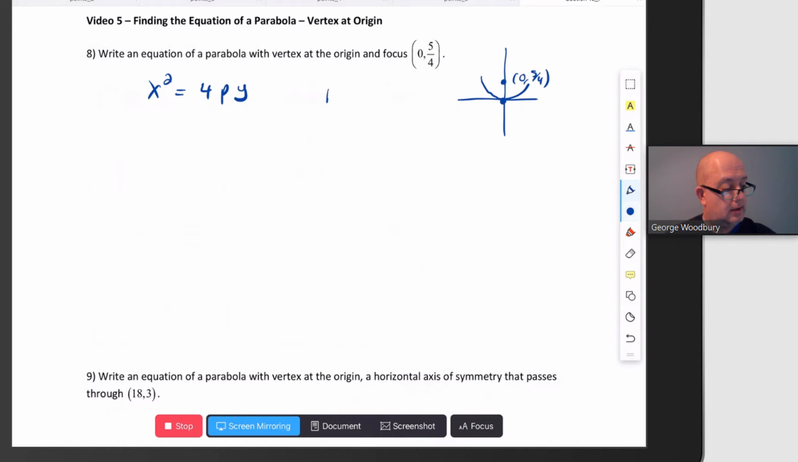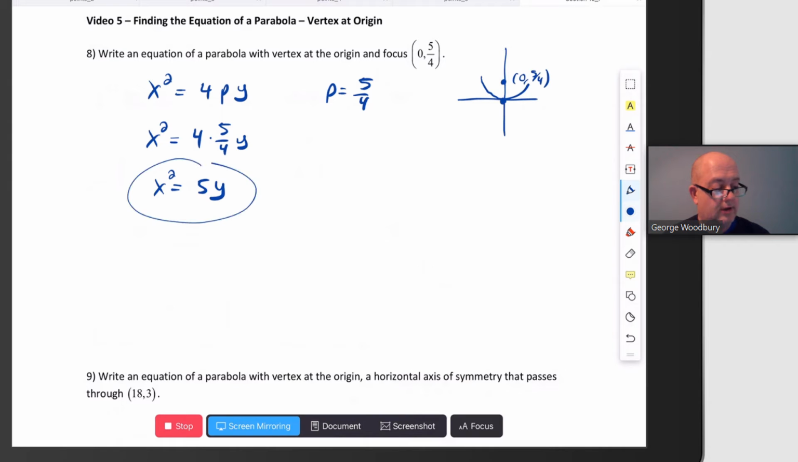p is 5/4. So if I substitute that in for p, I get x squared equals 4 times 5/4 y. Simplifying, that's simply x squared equals 5y. So that's the equation that has a vertex at the origin and a focus at (0, 5/4).